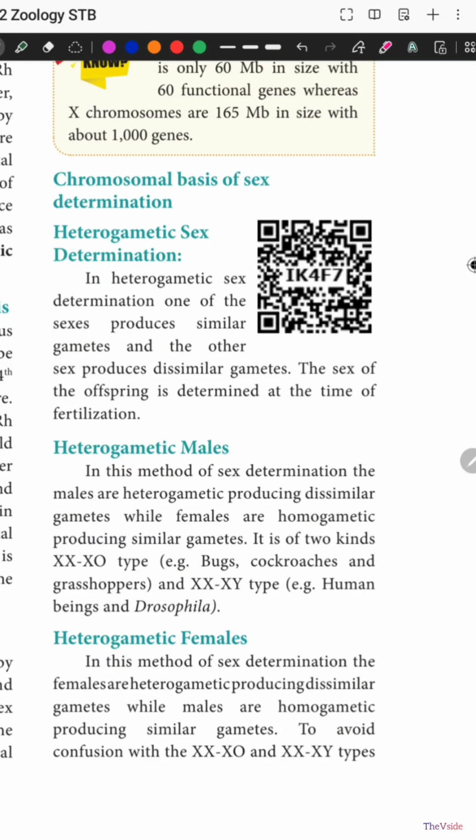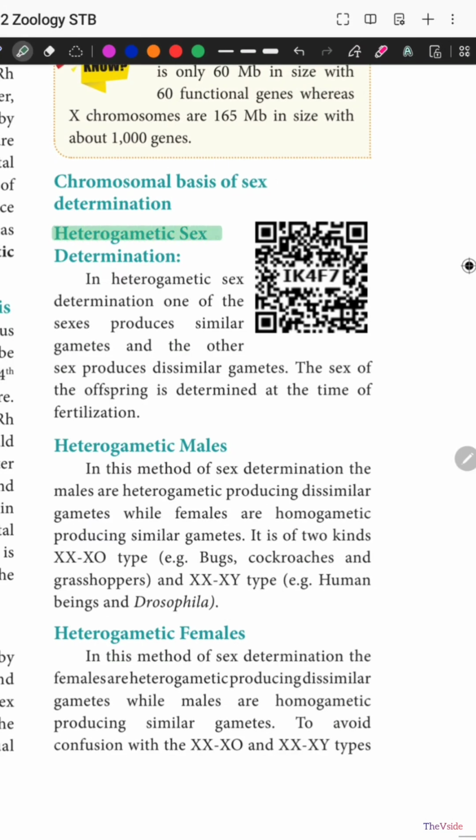Hey guys, in this video we are going to see about heterogametic sex determination. So let us see what is heterogametic sex determination with a definition here. In heterogametic sex determination, one of the sexes produces similar gametes and the other sex produces dissimilar gametes. So we can take humans as an example here. The sex of the offspring is determined at the time of fertilization.